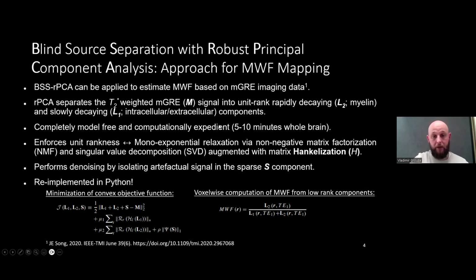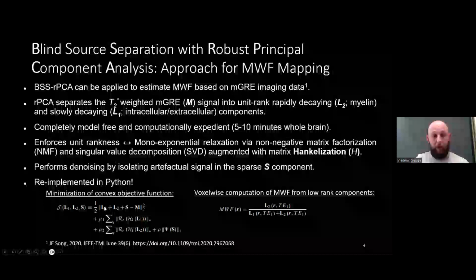It basically extracts the myelin component using matrix operations, and it does this very, very quickly because it can be implemented with linear algebra primitives in your language of choice. Unit rankness, in this case monoexponentiality of the corresponding signals, is enforced using Hankelization, which is a technique from matrix signal processing that essentially makes things behave, in this case, monoexponentially. And in addition to splitting this total MGRE signal into univariate components, it also performs a denoising component because it sequesters artifactual components of the signal into a sparse component.